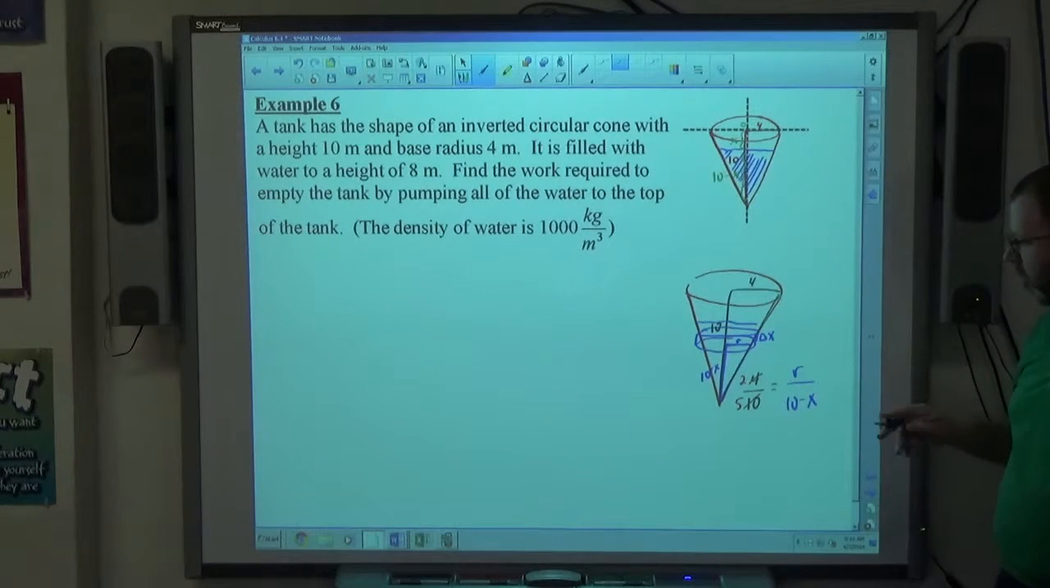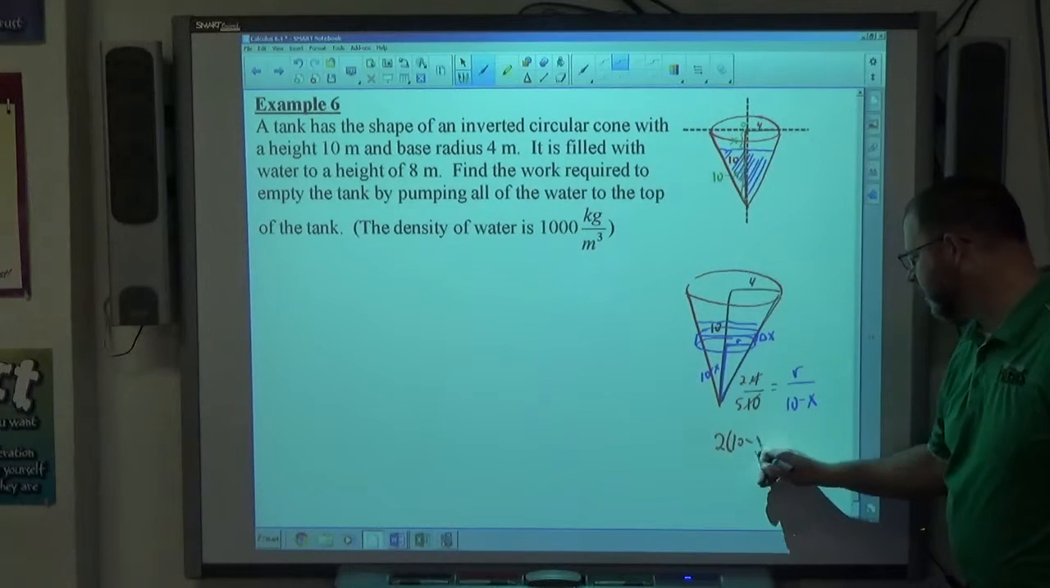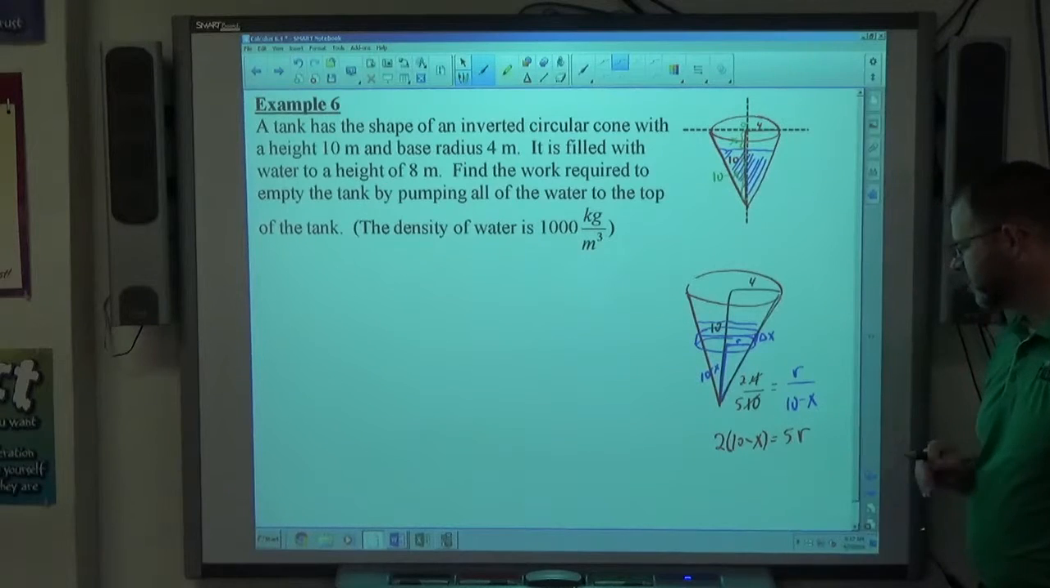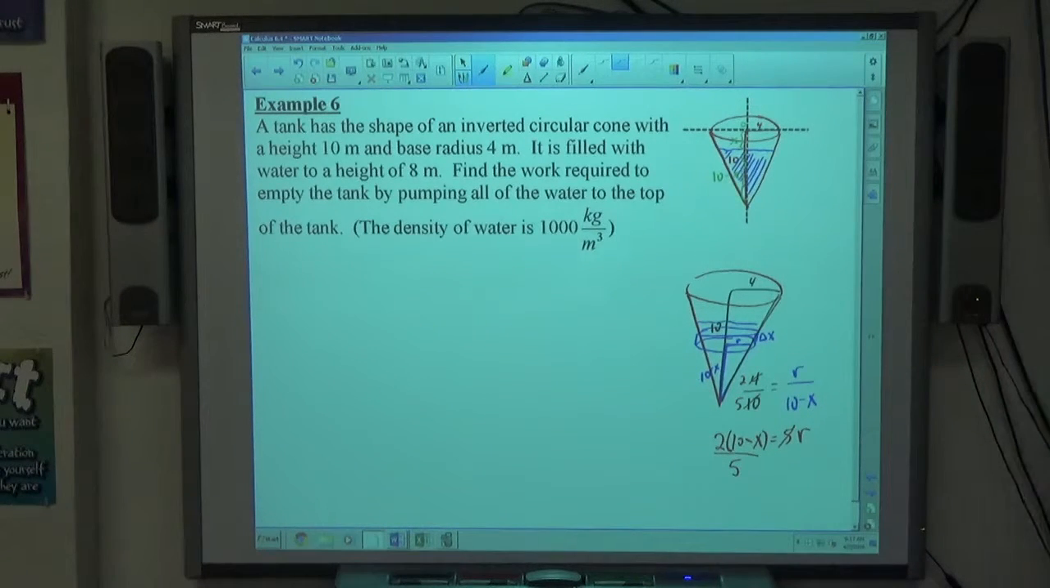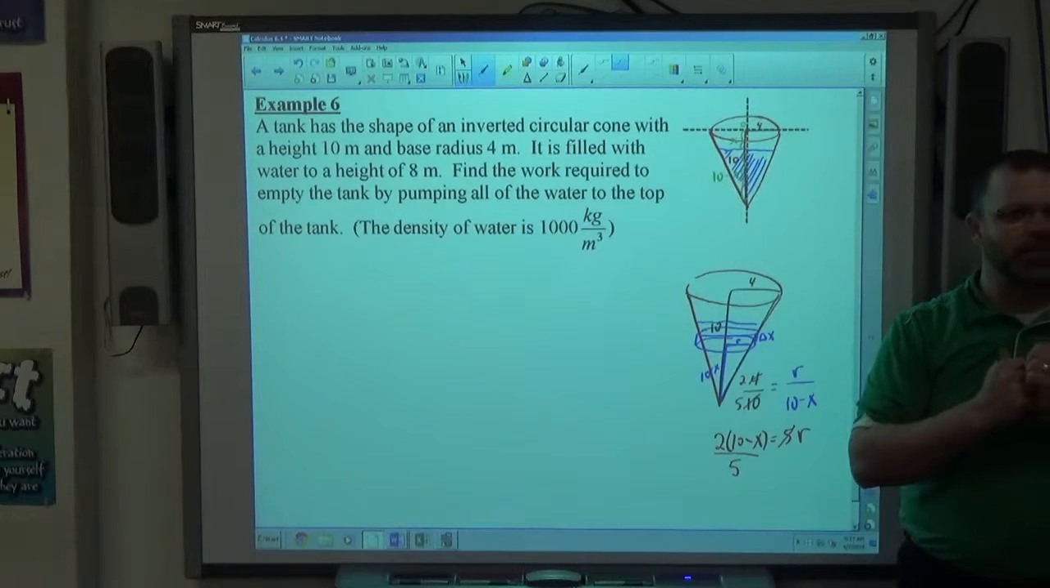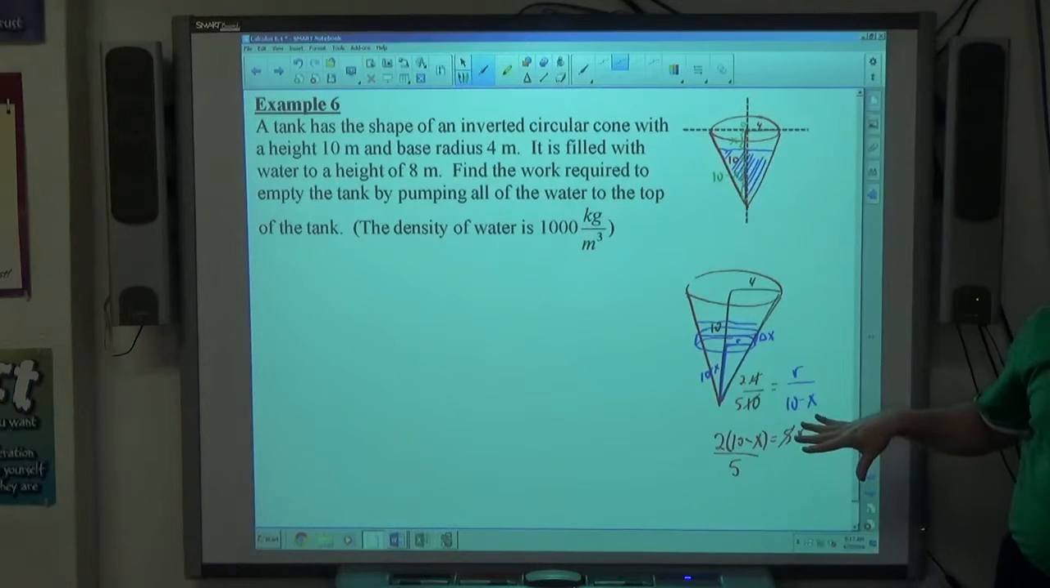Okay. If I cross multiply, I get 2 times (10 minus x) equals 5r. Divide both sides by 5, and I get that. Recommendation, leave 10 minus x in parentheses. It makes the problem easier. Every time you do these problems, you're going to usually get something along those lines. There's going to be some number minus x in there. Just leave it all by itself in there each time. Makes it easier. Is everybody comfortable with what I've done so far?